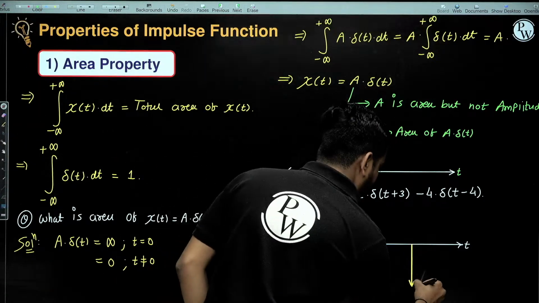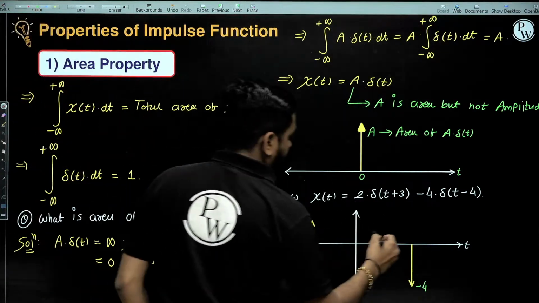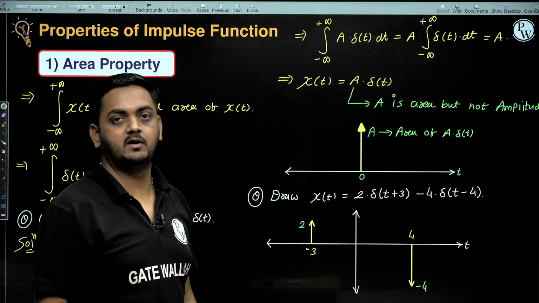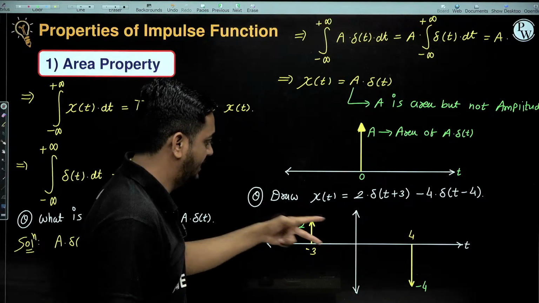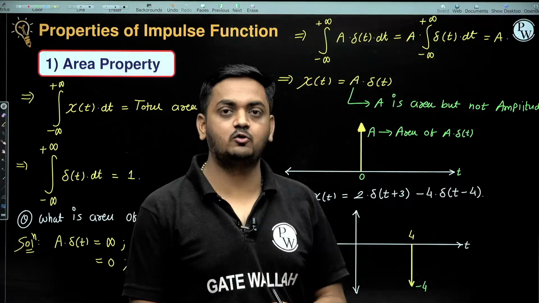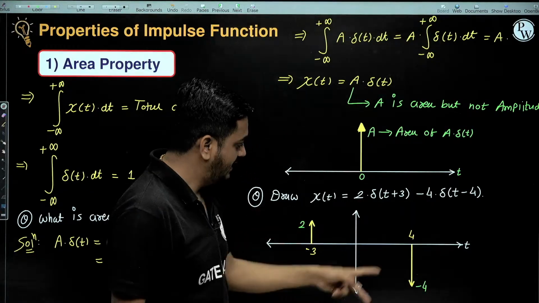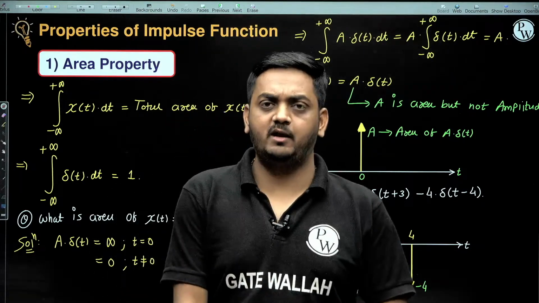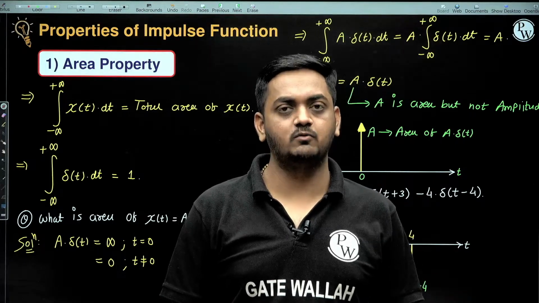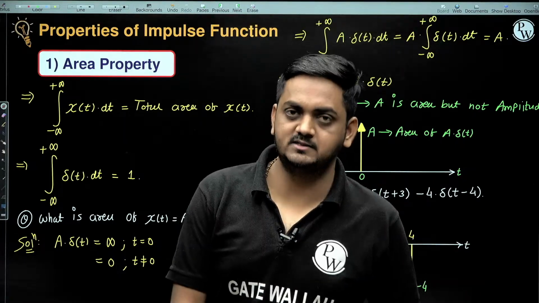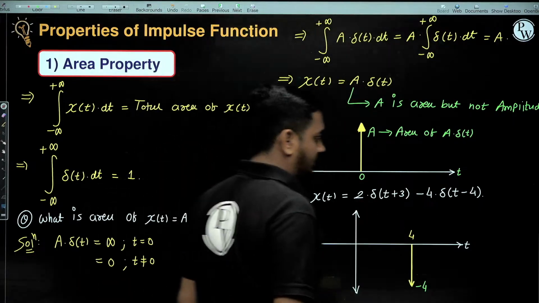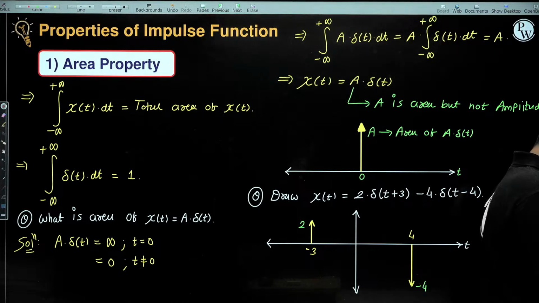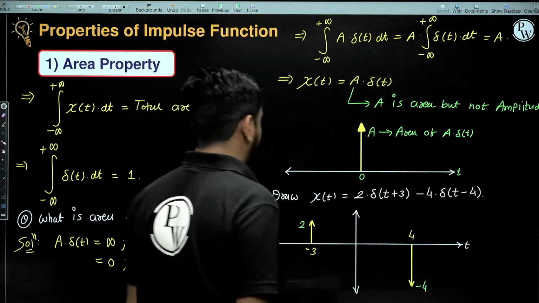with area minus 4. So here the height is 2 and height is minus 4 guys. There should be a difference between height and area guys. Now suppose I am asking what is the total area. So area of impulse is 2 and here area of impulse is minus 4. So what is the total area? Minus 2. Yes, here negative area is possible guys. Of course, because signal amplitude is negative, so negative area is possible. Fine? Clear?